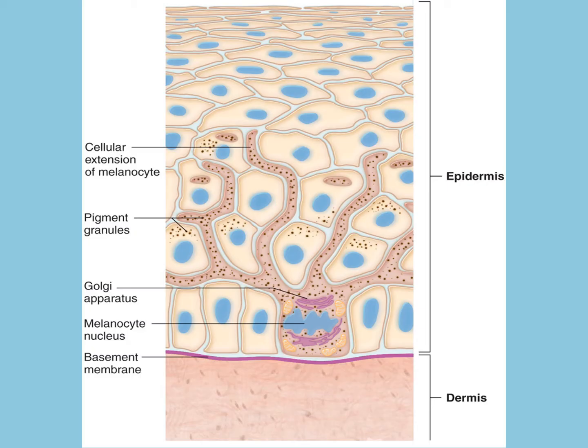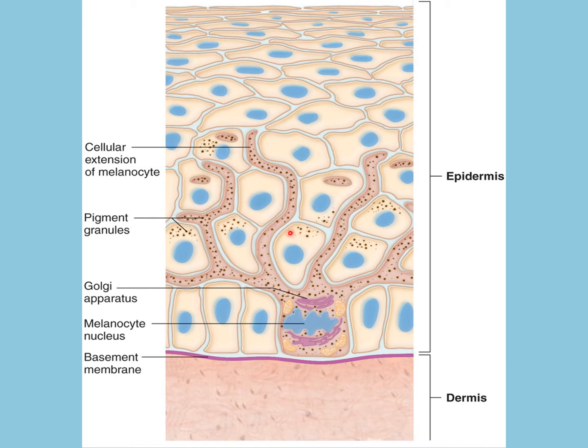This is a drawing of the upper layers of the skin. Down below we have the dermis, and above we have the epidermis. The bottom layer of the epidermis is the stratum basale, and in that layer you can see a melanocyte. Notice the cellular extensions or tentacle-like projections that come out of the melanocyte that allows it to come into contact with many keratinocytes. Within the melanocyte you can see the brown-black specks. Those represent melanosomes filled with melanin.